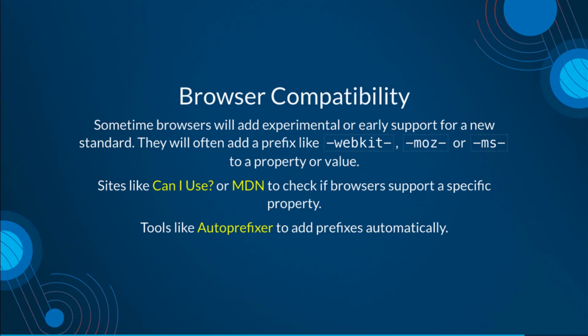And one of them is browser compatibility. Not every browser supports everything exactly the same way. So it's worth it to try to test your website in lots of different browsers. And sometimes browser vendors like Mozilla or Firefox or WebKit or Chrome will add prefixes to certain properties.